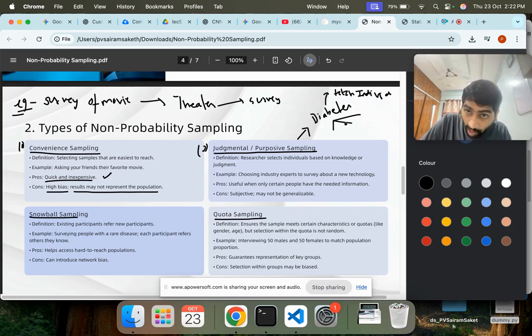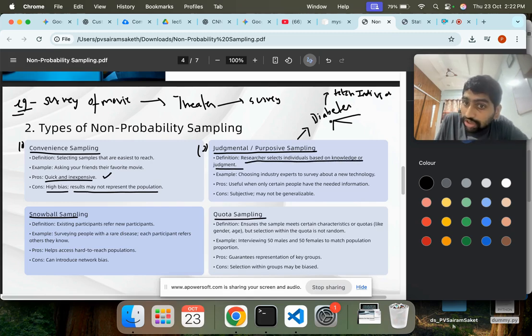But the problem here is, from the patient, will the doctor get any information about the disease? No, because here the doctor himself has to research on it. He just gets the insight from the patient. But will it be useful in giving him the medicine? He is studying for the first time. In the first attempt, can he give medicine for diabetes? He cannot. So that's why researchers select the individuals based on knowledge or judgment.